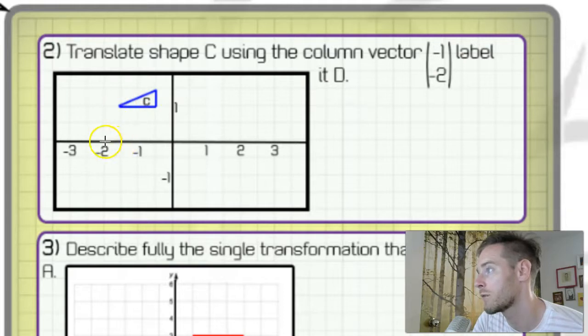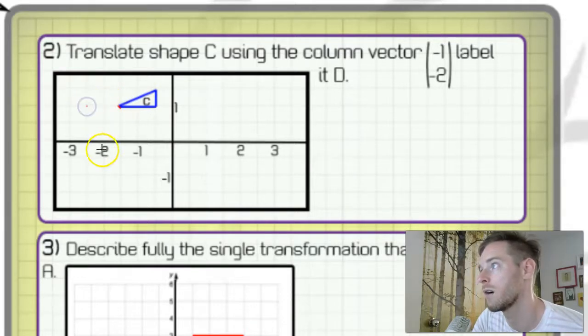So each one of these squares is actually worth half, and this is where I made a mistake last time. I was too quick to do the question, didn't bother looking at the scale. All right, 2 squares is 1 whole unit, so we need to move this point here, or any of the points, but this point here 1 whole unit to the left, and that's going to be 2 squares.